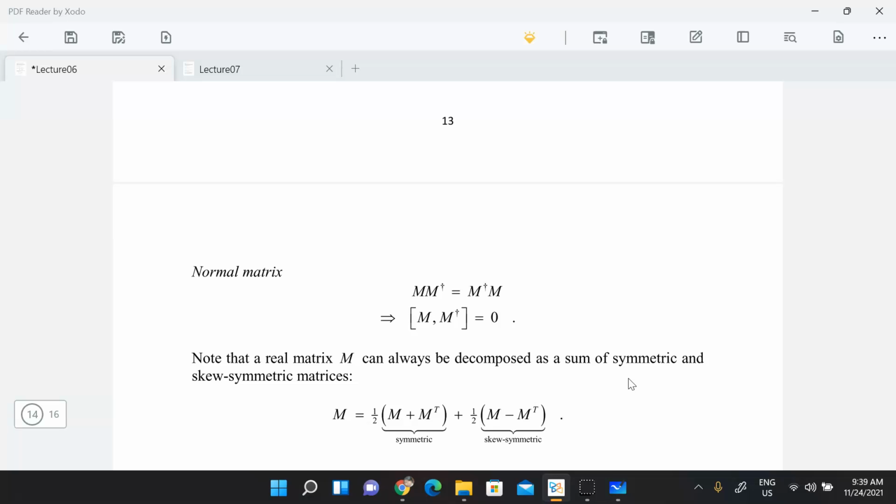That is the condition for what is supposed to be a normal matrix. A normal matrix is simply a matrix M where multiplying it with its adjoint, M dagger, is just the same thing as M adjoint multiplied by M.